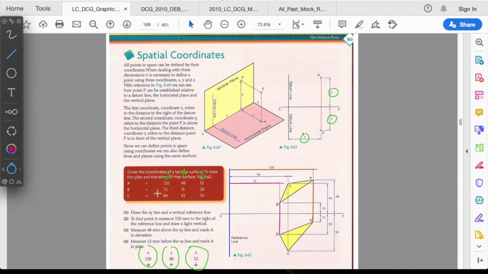Okay, so it's always across to the right, up and down, and just starting off with a reference line and lightly at the beginning.